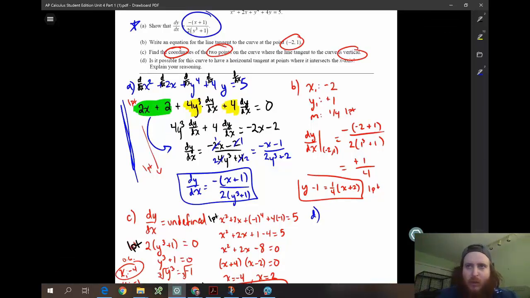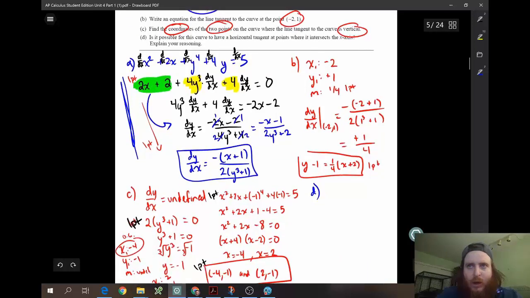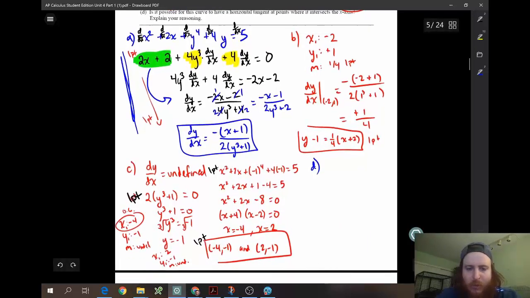Now, that's a little bit hard, but what we can think about is, where does this graph have a horizontal tangent? First of all, it cannot be at y equals negative 1. Why can it not have anything at y equals negative 1? Because that's the denominator. That wouldn't work. That's not in the domain. But where would it have a horizontal tangent is when the numerator is 0. So negative x plus 1 equals 0.